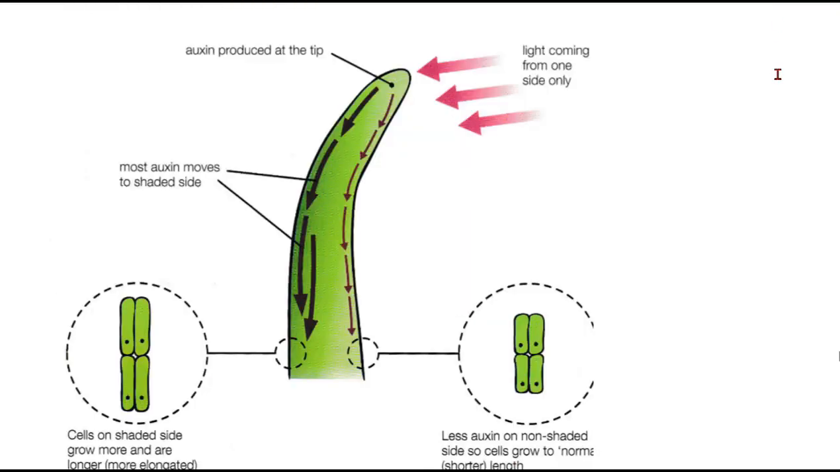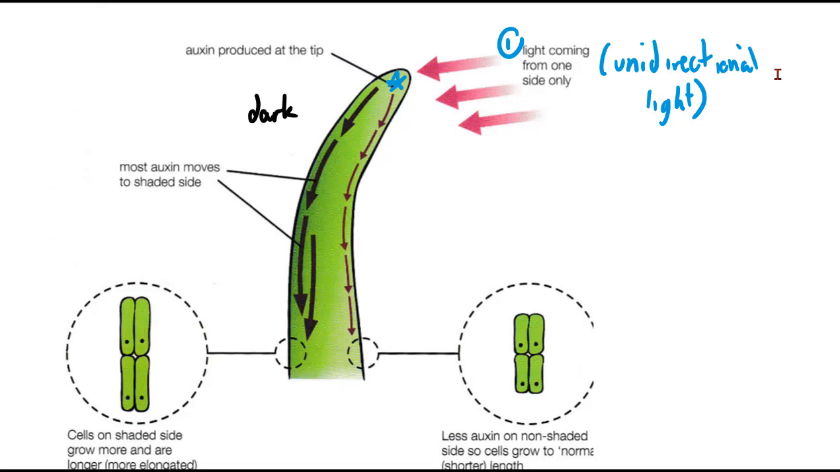So here's what happens then. The light comes from one side only, so we can call this unidirectional light. Now, this little shoot is going to see the light here, and at the tip, the auxin is going to be produced. Now, as we said, the auxin will only go down the dark side or the non-illuminated side. This side over here would be the light side.